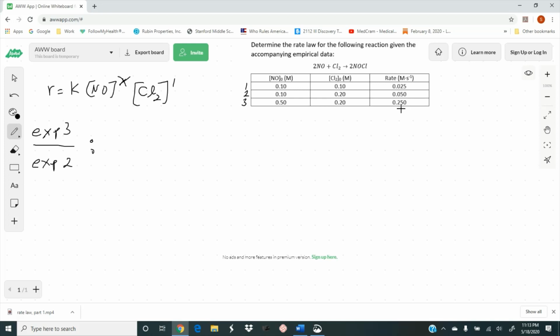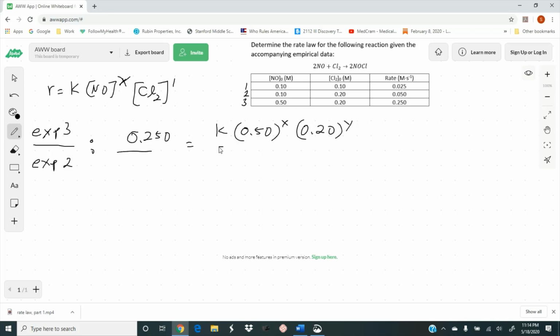All right, so let's plug in the numbers for experiment 3 over experiment 2 in this format. R for experiment 3 is 0.250. That's our rate. It's going to be equal to K times the concentration of NO, and for experiment 3, the concentration of NO is 0.50 to the X, times the concentration of Cl2, which is 0.20 to the Y. All right, so that's experiment 3.